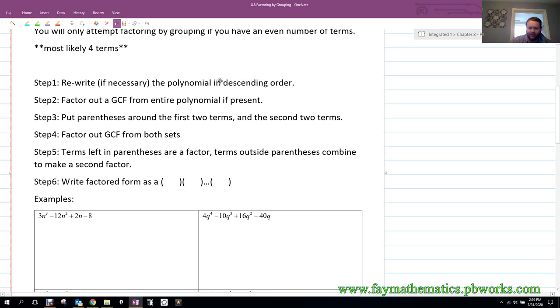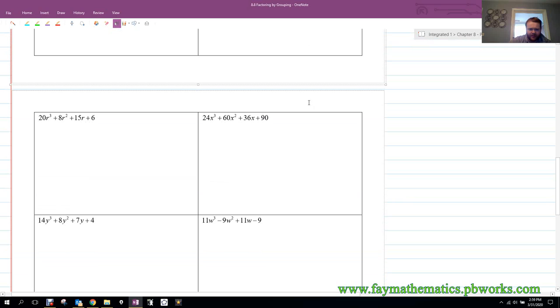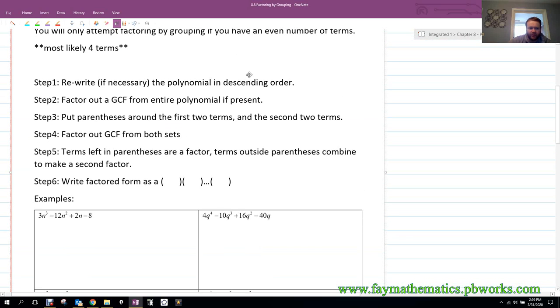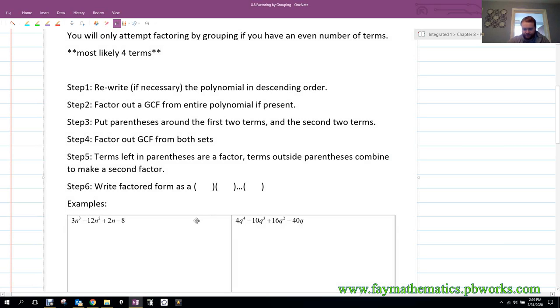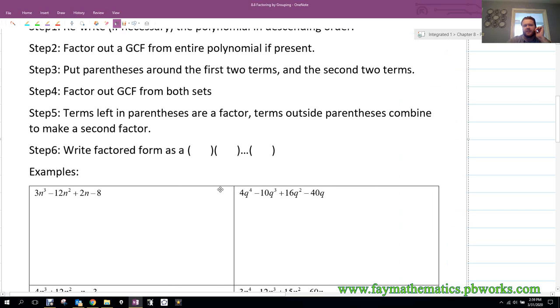On standardized tests, a lot of times if you had to use this, they will purposely write them backwards. Let's see if they've got one here. I don't have any written backwards, but that's what they would do. Step 2 is to factor out GCF. Okay, so if everything's divisible by like 2 or 4, or look at this one here, they're all divisible by Q. They all have Q in them. They all actually have a 2Q in them. So we'd pull all that out first.